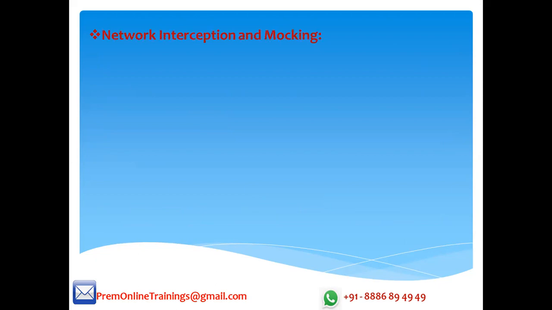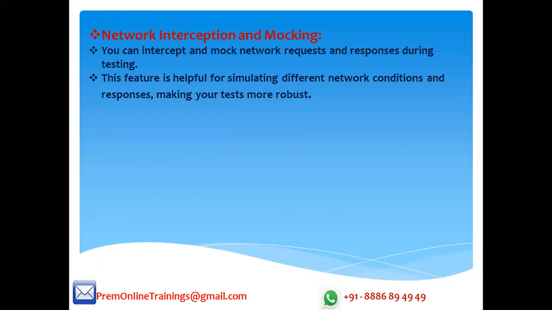So network interception and mocking. As part of this feature, you can intercept and mock network requests and responses during testing. This feature is helpful for simulating different network conditions and responses, making your tests more robust. So I told you Playwright supports API testing also. As part of this API testing, you can do this mocking kind of thing, and then you can test these APIs thoroughly and check the robustness of the APIs.